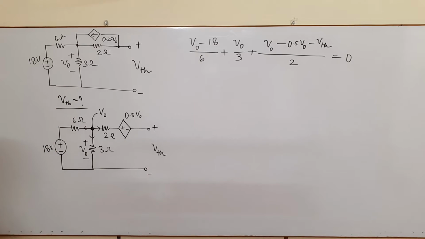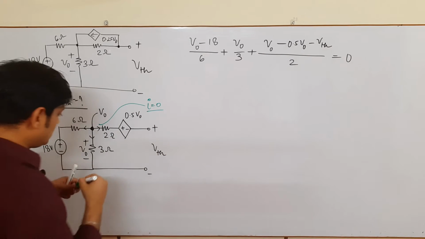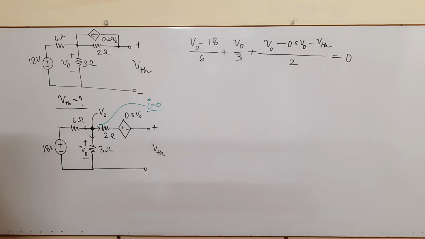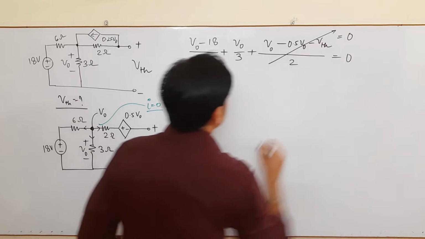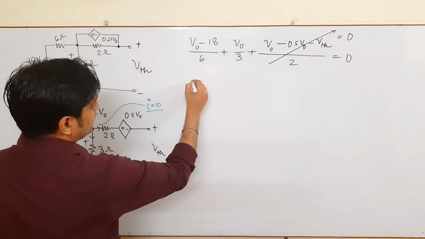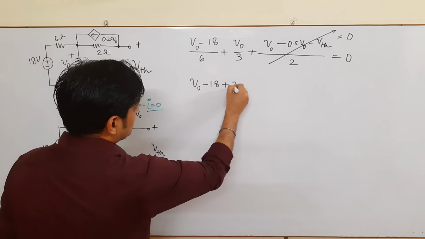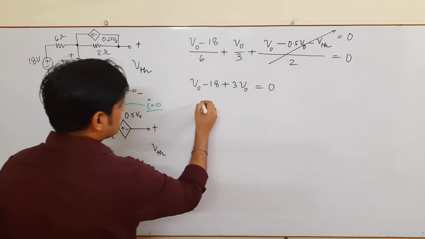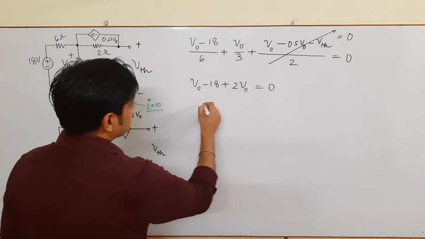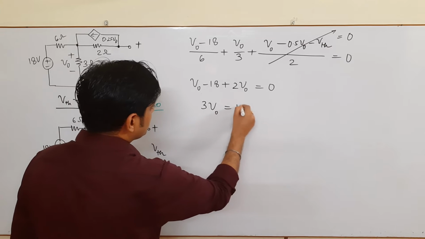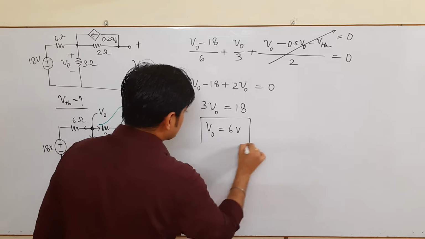is the current in this branch, that is I, is 0. Okay, this is 0, so you can directly say this factor goes 0. This factor goes 0. So can you find the value of V naught? Yes, it is V naught minus 18 plus 3 V naught is equal to 0, or you can say how much it is, not 3, that comes to be 2 V naught, so that comes to be 3 V naught is equal to 18, and V naught is equal to 6 volt. This is the value of V naught.